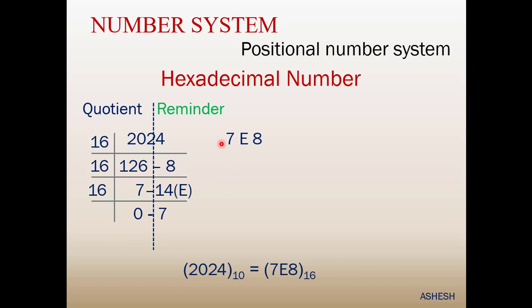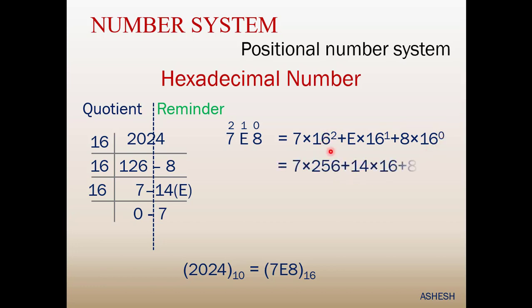Now our hexadecimal number is 7E8. Again we have to imagine the numbers 0, 1, 2 above those digits. So 7 into 16 squared plus E into 16 to the power 1 plus 8 into 16 to the power 0. 16 squared equals 256, 16 to the power 1 equals 16, and 16 to the power 0 equals 1.